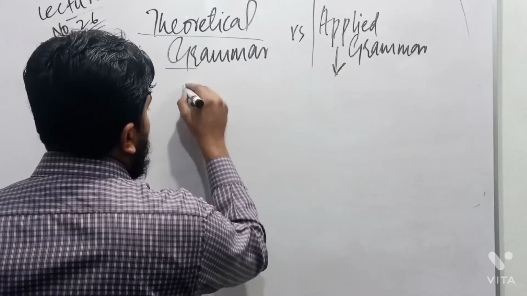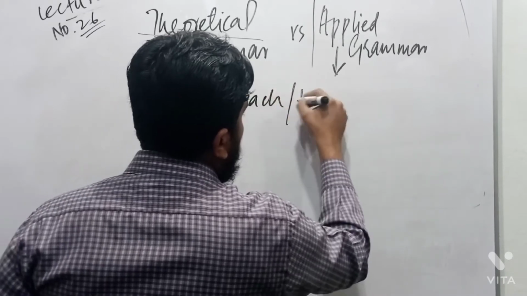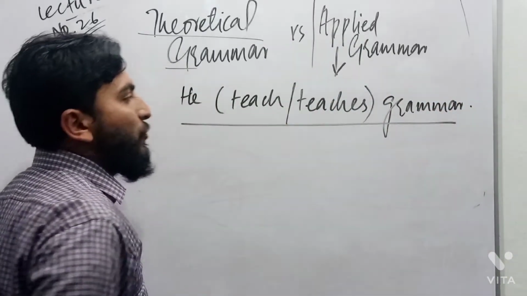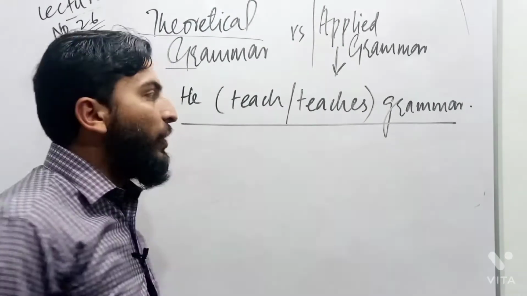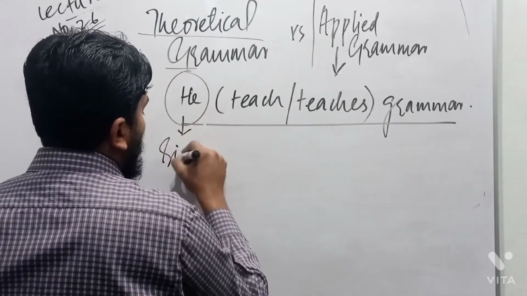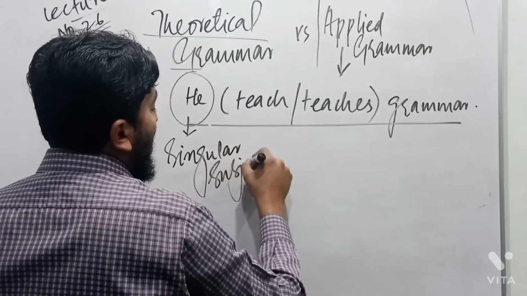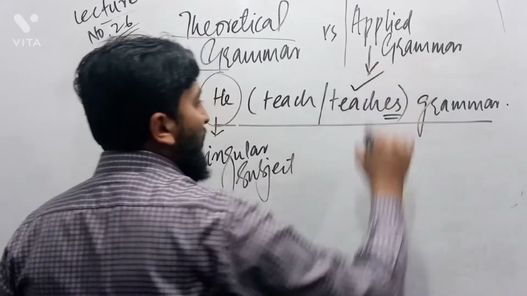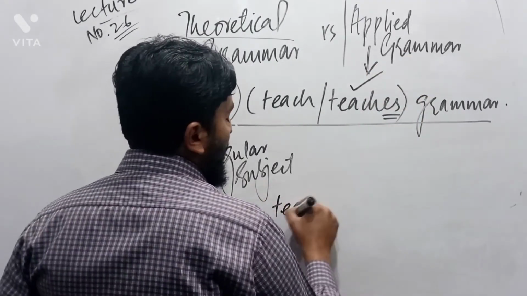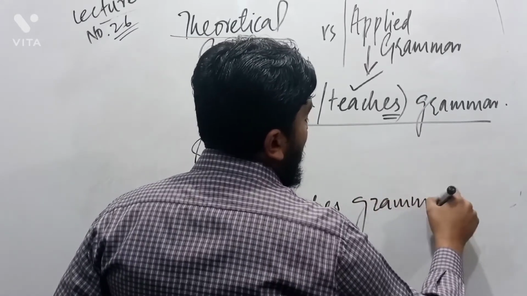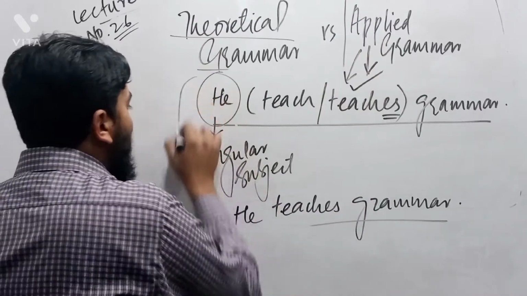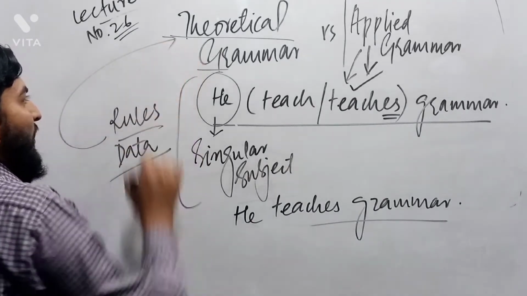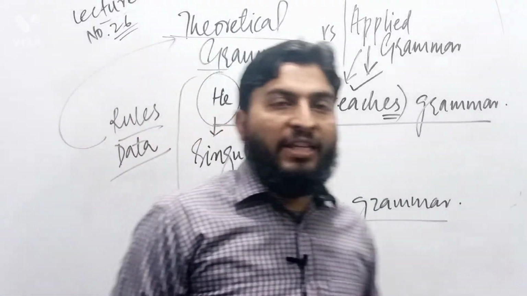I say that there is an exercise for students. He teaches grammar. Now a student or a learner would try his best to choose which one is correct. If the subject is singular, it is quite clear that we use es with the verb in present indefinite tense. He chooses: he teaches grammar. This practical application is taught in applied grammar, but the rules about it, the data about it, the understanding about it, is given by theoretical grammar, but practically applied by an applied grammarian in applied grammar.